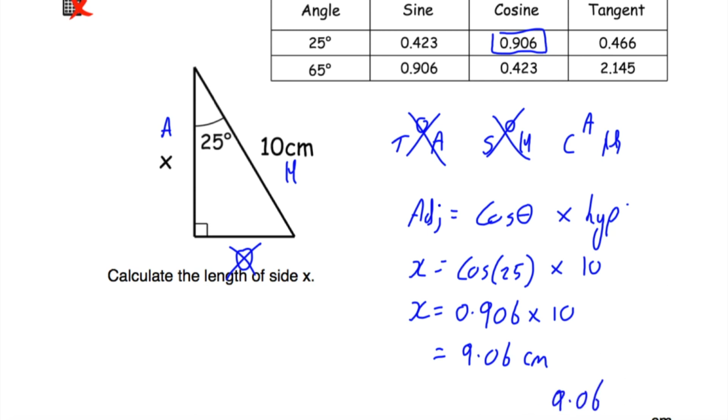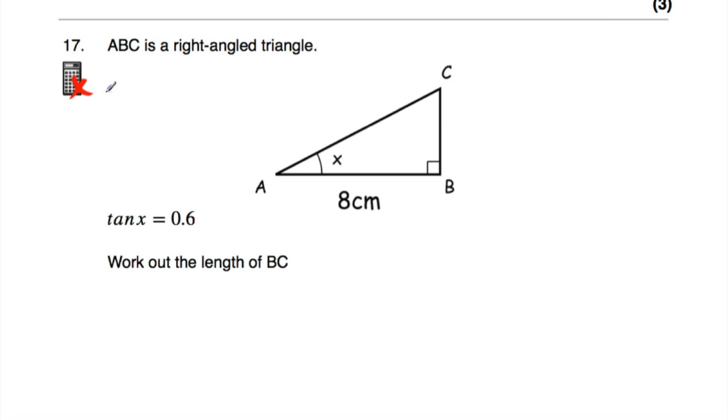And that's it. Okay, let's have a look at our next question. Okay, let's have a look at question number 17. So question number 17 says ABC is a right angle triangle. And we're told the tan of this angle, so the tan of x is equal to 0.6. Work out the length of BC. So we want to find the length of BC.